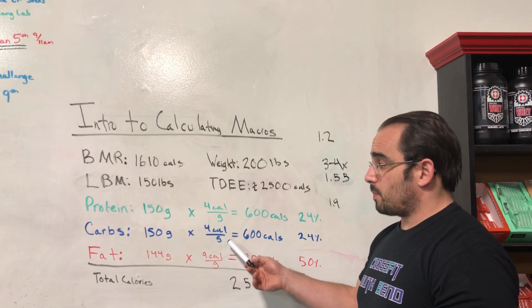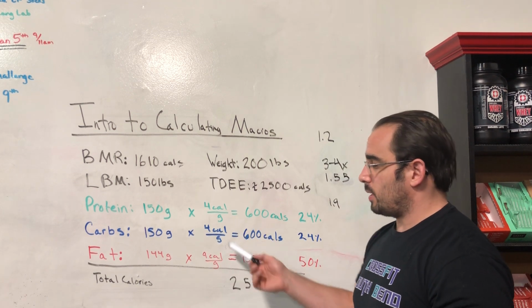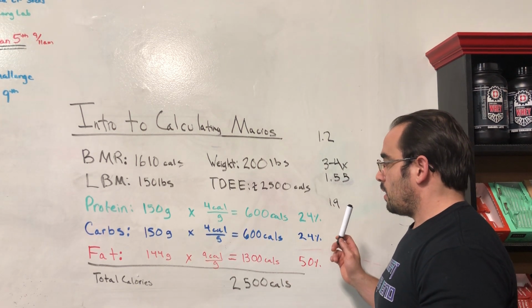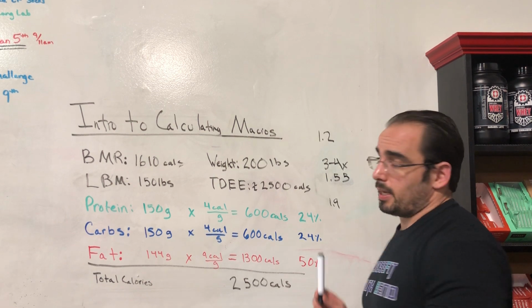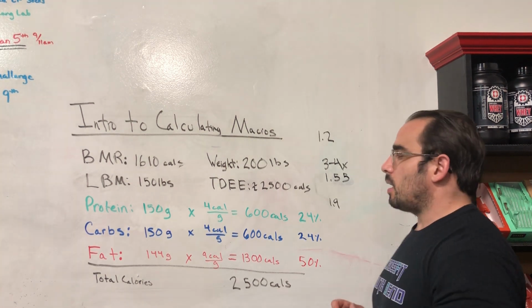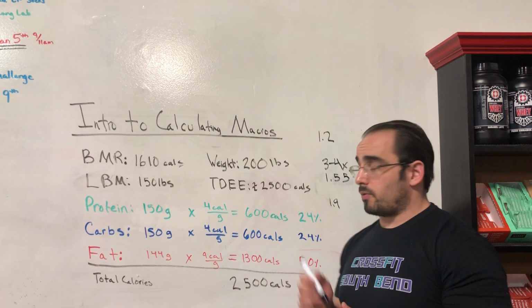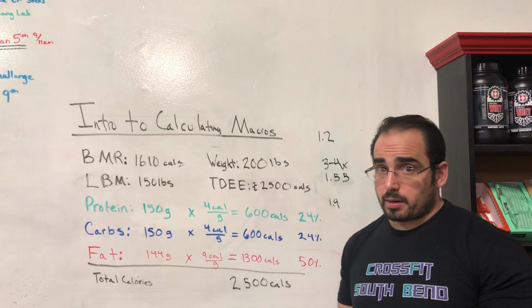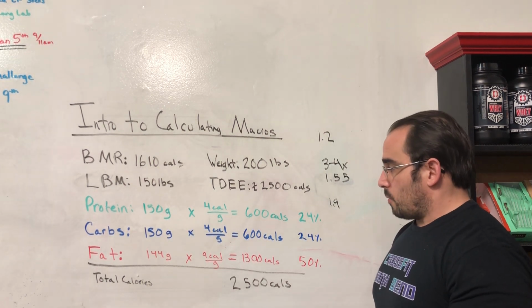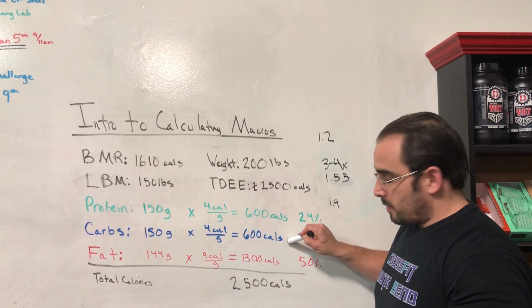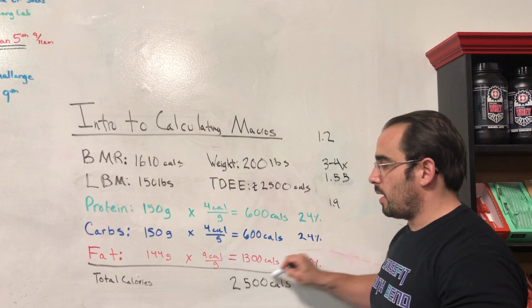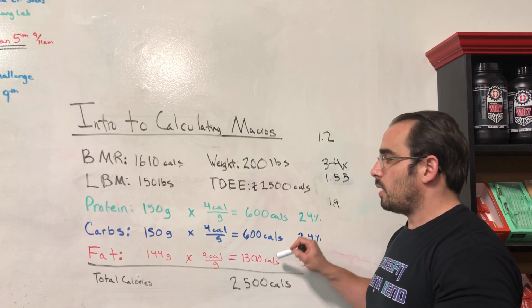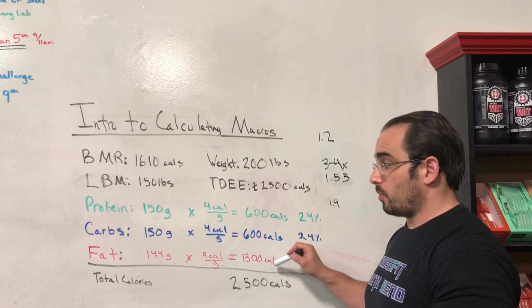So 150 grams of carbs. Again, there are 4 calories per gram of carbs, just like there are for protein, which means 600 calories from carbs, which would be 24%, roughly a quarter again, of your total calories. And then the remainder comes from fat. So 600 plus 600 equals 1,200, minus 2,500 equals 1,300. So this is the remaining amount that we need to get to with our total calories.